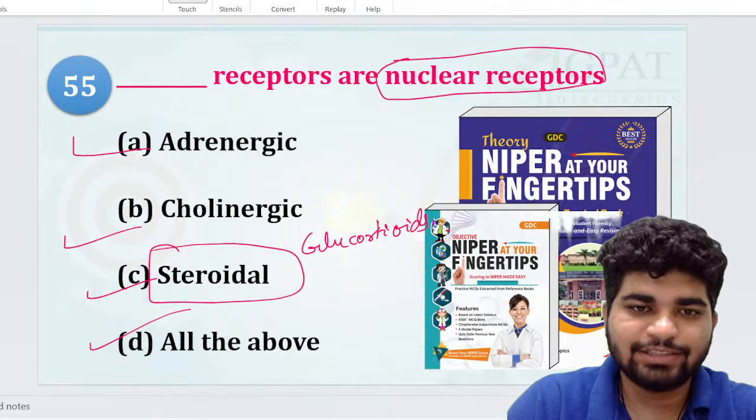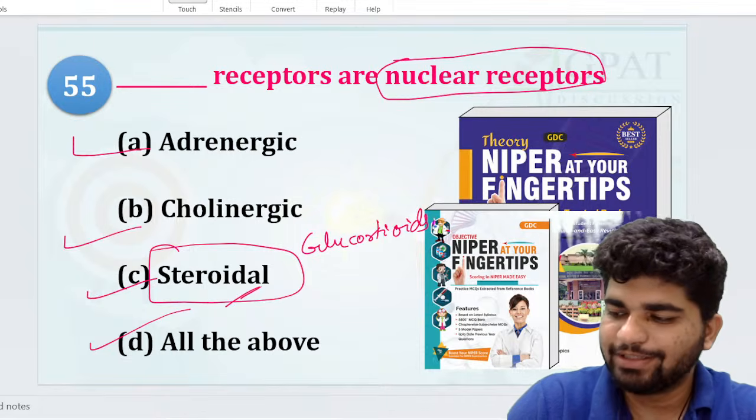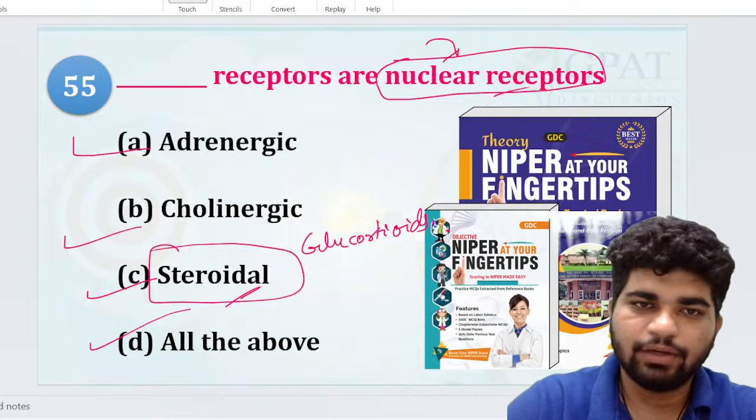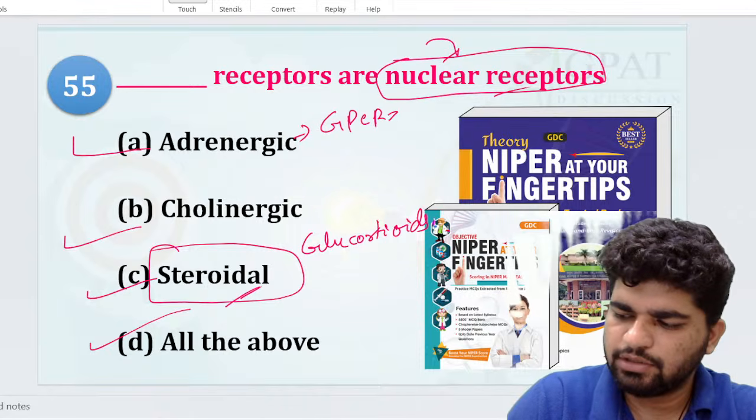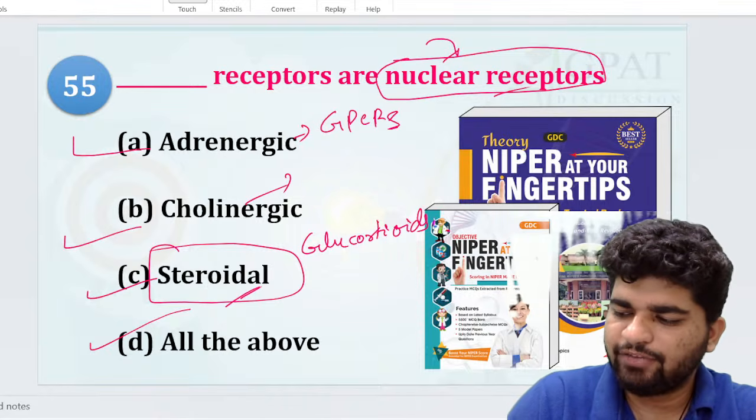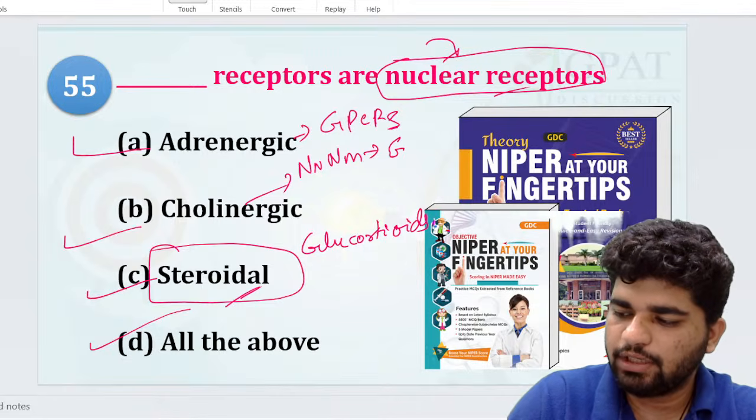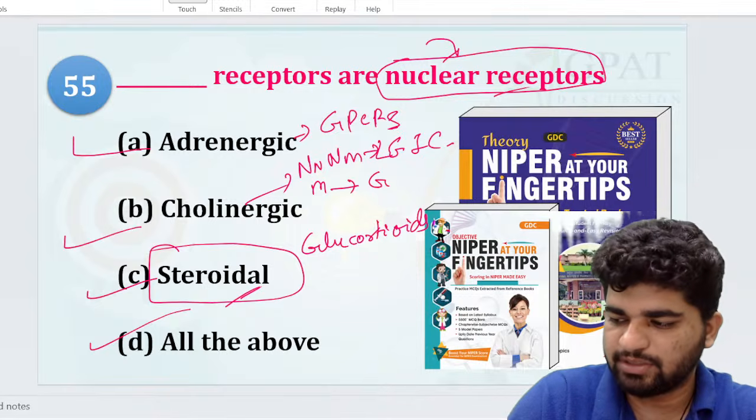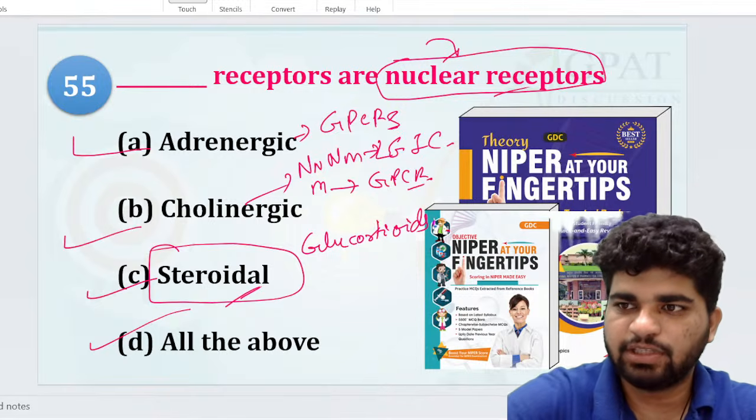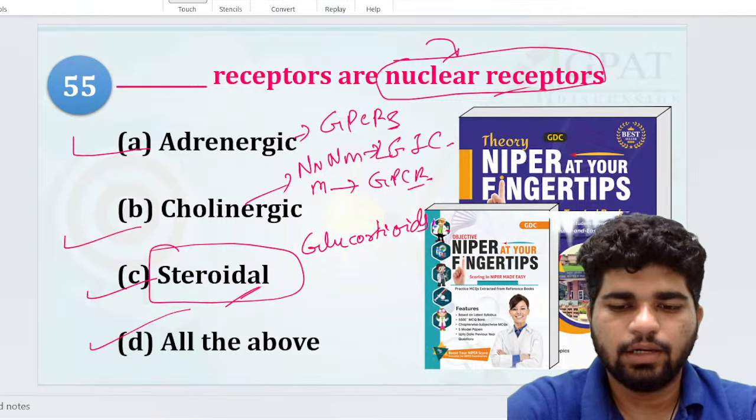If I talk about glucocorticoids and sex steroids, these are always steroidal and act on nuclear receptors. Adrenergic receptors are all GPCRs. Cholinergic, if I talk about NN and NM, these are ligand gated ion channels, LGIC. And muscarinic receptors are all GPCR systems as well.